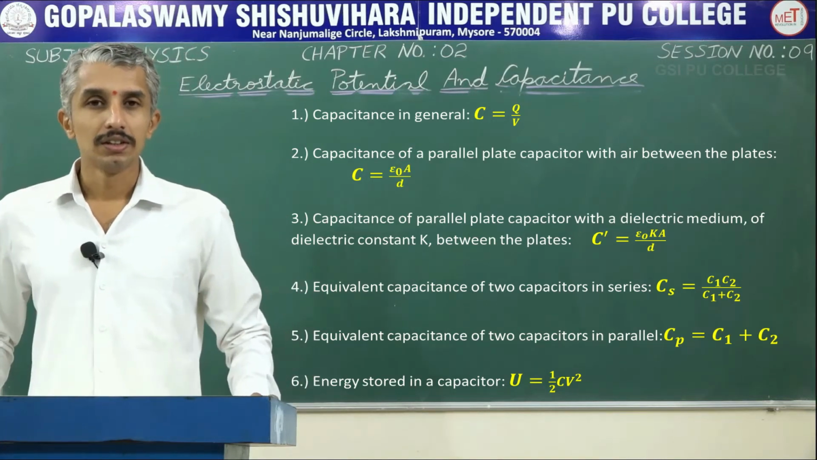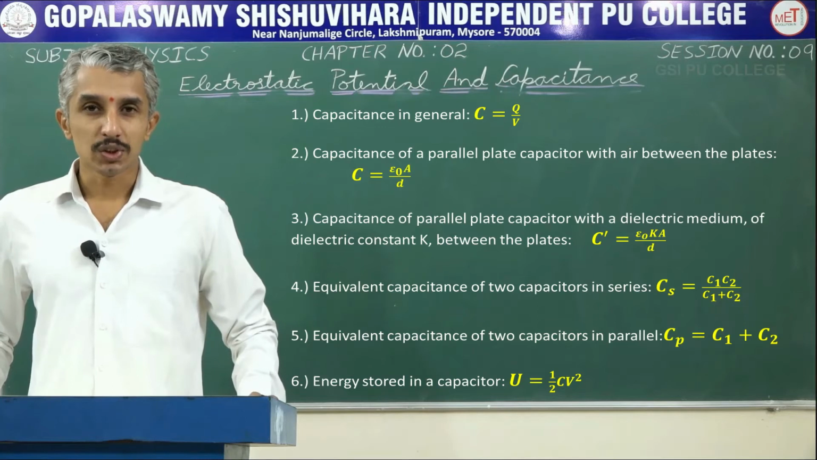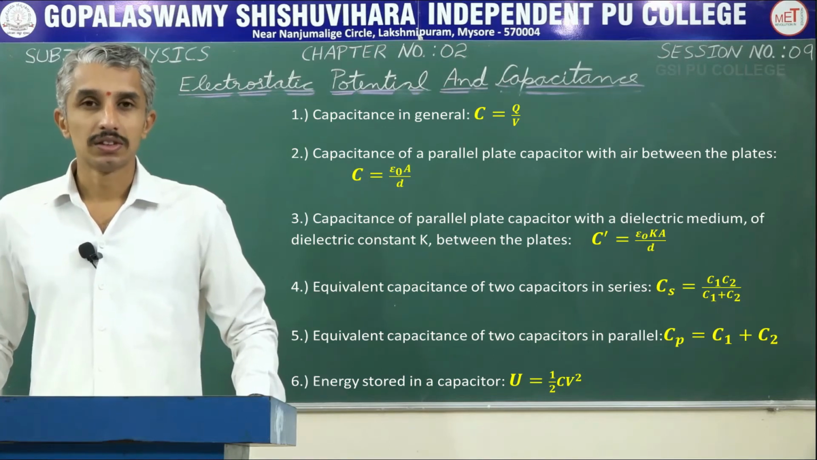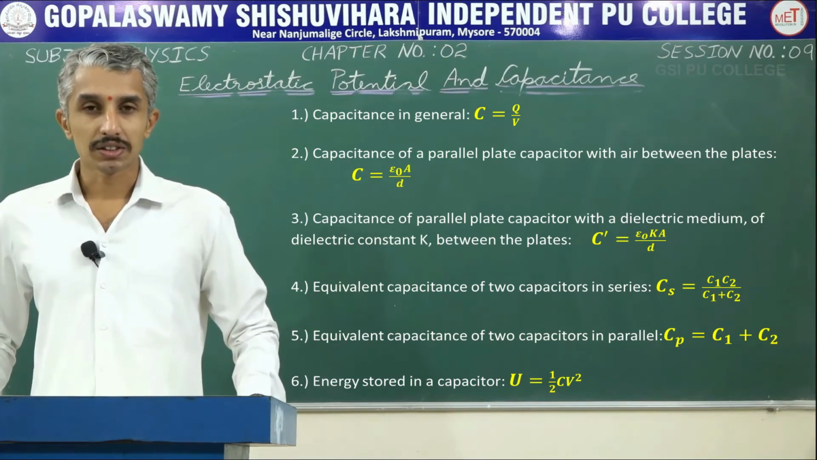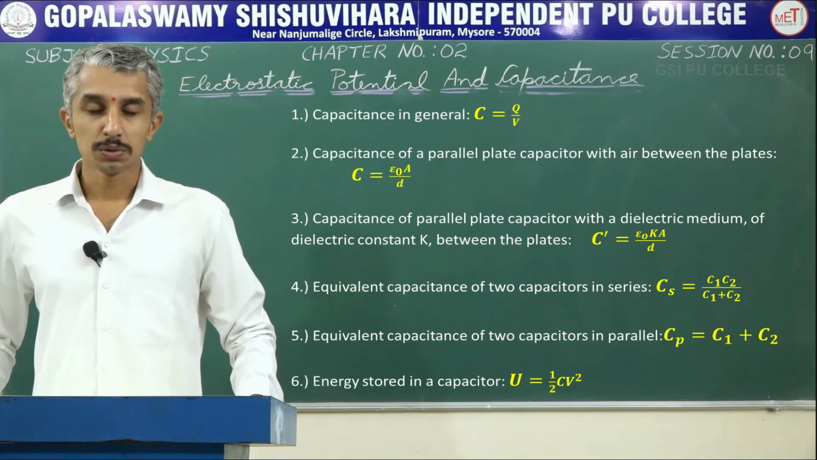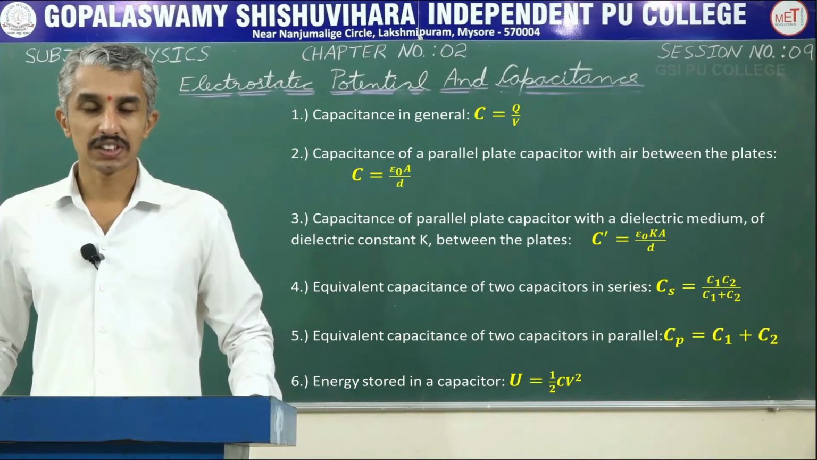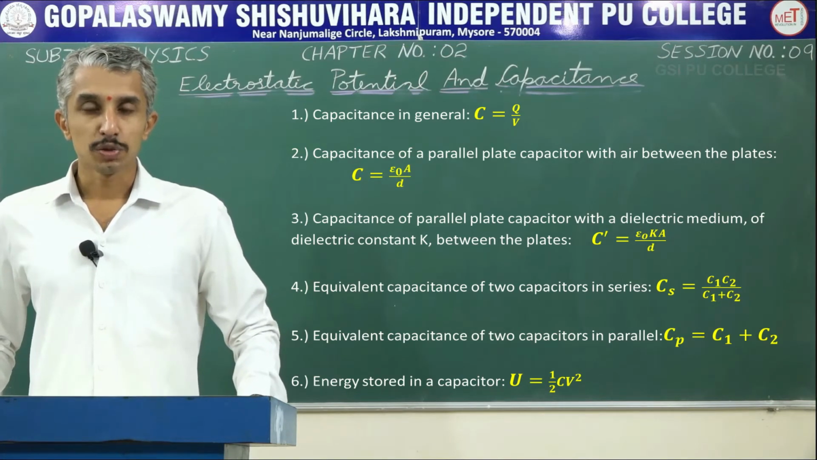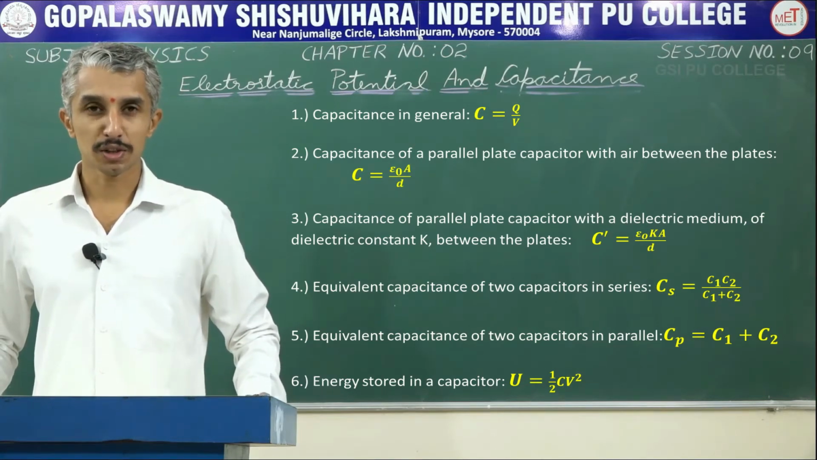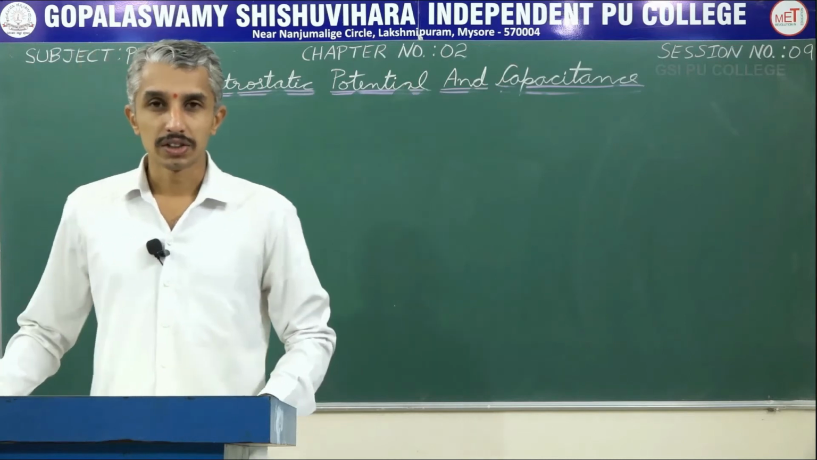And finally, the energy stored in a capacitor. The energy stored in a capacitor can be written as U is equal to half CV square, where C is the capacitance of the capacitor and V is the potential difference across the plates of the capacitor. Let us begin. Here is the first question.